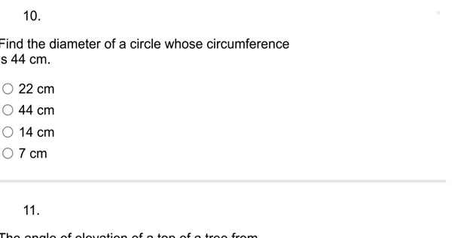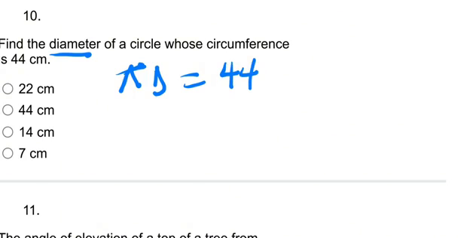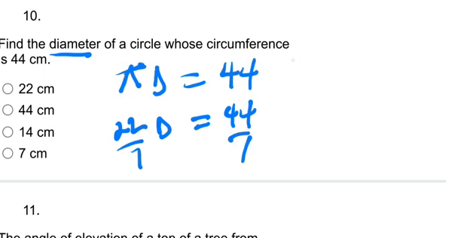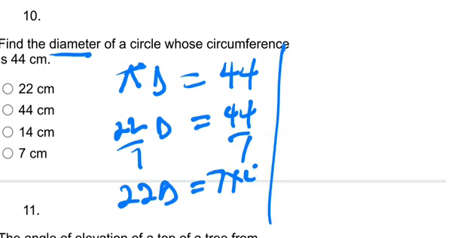So number 10 now. Find the diameter of a circle whose circumference is 44 centimeters. So the circumference of a circle could either be 2 pi r or pi d. But in this case, you have to find the diameter. In that case, we're going to make use of pi d, and it equals 44. So let's represent pi to be 22 over 7, so 22 over 7 d equals 44. So we can cross multiply here. Then we're going to have 22d equal to 7 times 44.